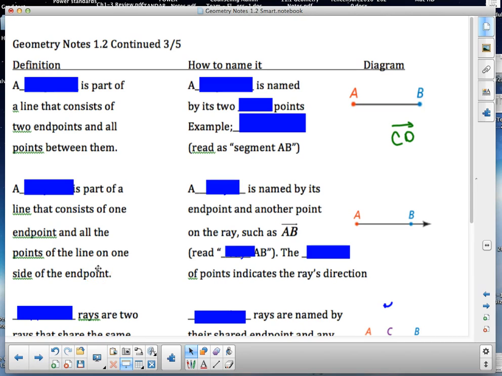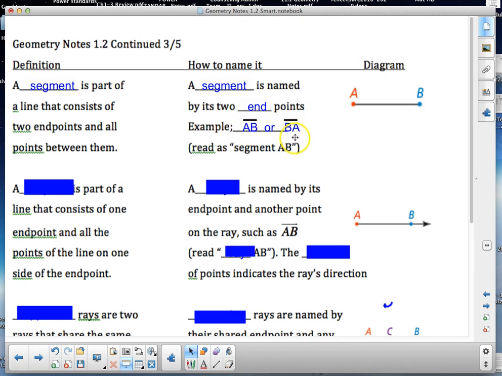Now we have a few other geometric shapes that we're going to work with. The definition: a segment is part of a line that consists of 2 endpoints and all points between them. A segment is named by its 2 endpoints. Example, A and B are endpoints. So it could be segment AB or segment BA. Notice we have a picture of the segment on top of each. This is helping us identify and name our geometric shape. In this case, we're talking about segment AB.